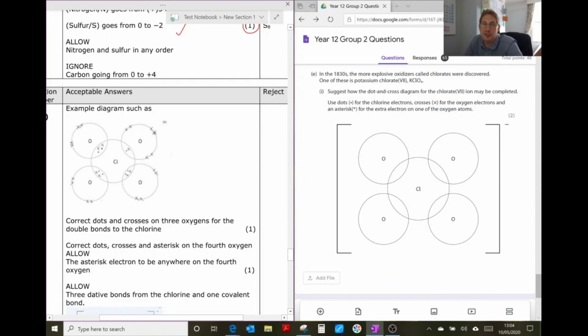About half of you getting full marks for this. Lots of people being silly, in particular just missing the lone pairs off the oxygen. That's just careless and losing marks unnecessarily.